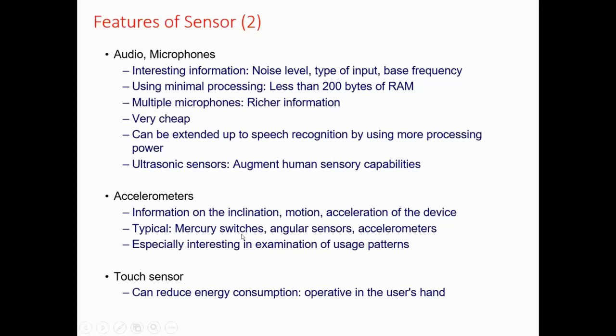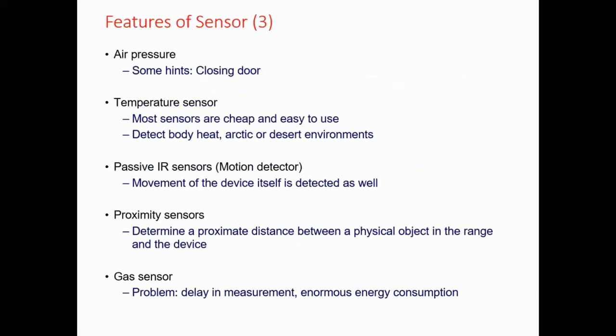Typically users hit mercury switches, angular sensors. So in an interesting examination of usage patterns, some behavior analysis or something you may use. In a TOS sensor, we can reduce the energy consumption operative in the user's hand. If an air sensor you are using, then some hints like closing a door, and some features should be like that.